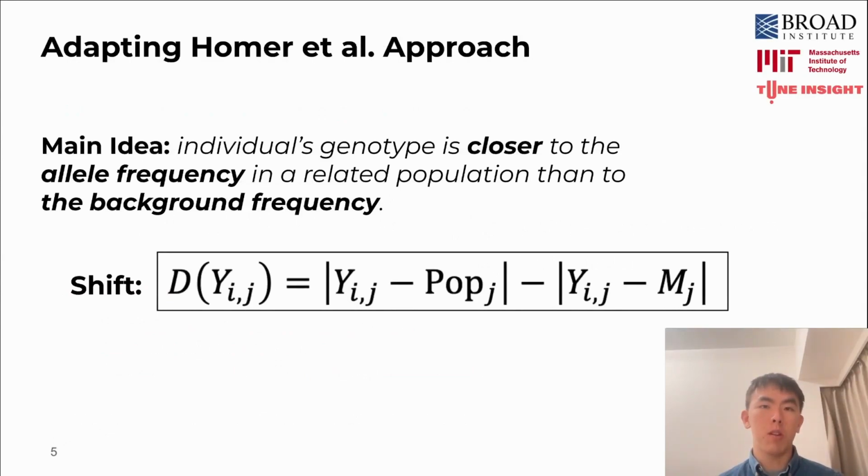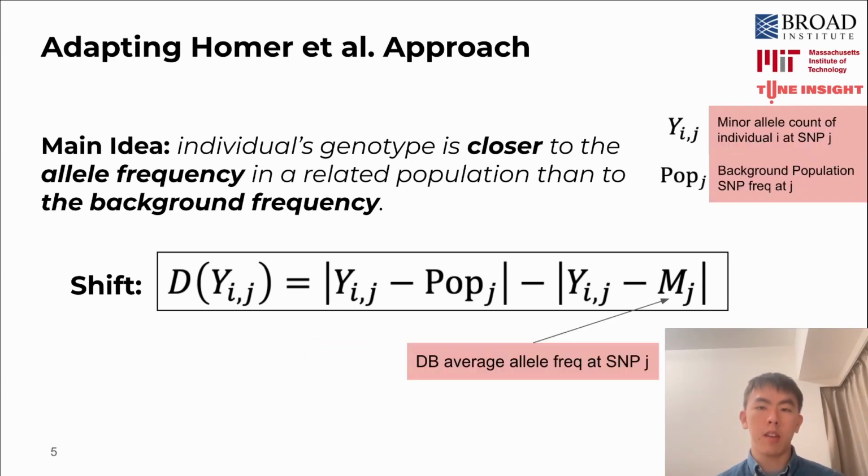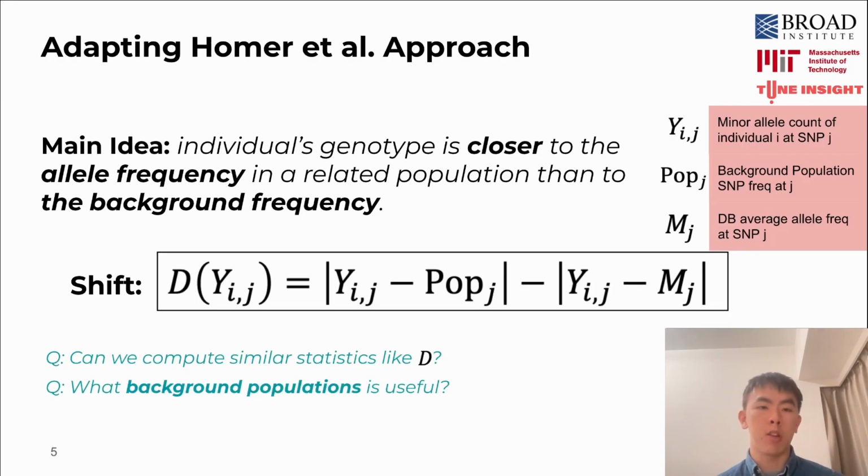So we adapt the Homer et al. approach instead. Their main idea is that we can compute the difference between two distances. The first distance is between the individual's genotype and the background population frequency. And the second distance is between the individual's genotype and the actual database allele frequency. If this quantity is positive very often, it would mean that the individual is closer to the database than to the population, which means that there is likely to be a relative. And the question would be, how can we compute similar statistics under homomorphic encryption, and what background populations would be useful?